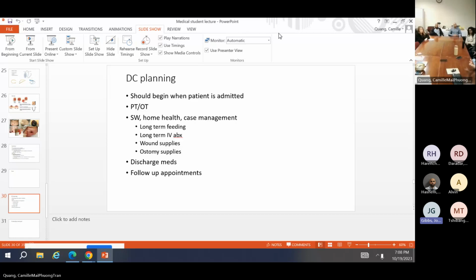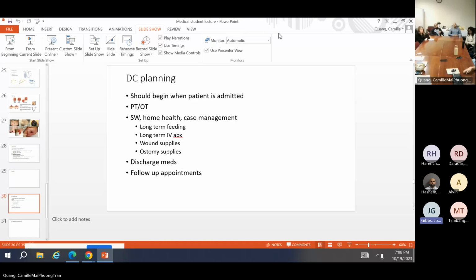And then things to think about: are they going to need home health? Does our patient have an ostomy? So we get social work involved, we consult home health, get all the supplies for the patient. Do they know how to change it? Is their family there to help them? Do they have a wound that needs managed? Long-term feeding, can they eat? Do I need to set up tube feeds? Do they need antibiotics? Any discharge medicines?